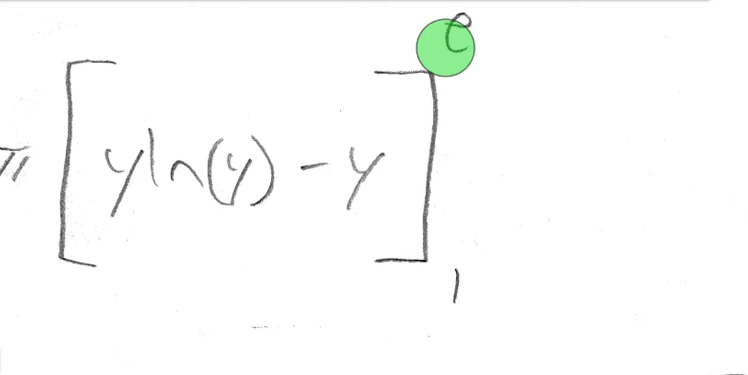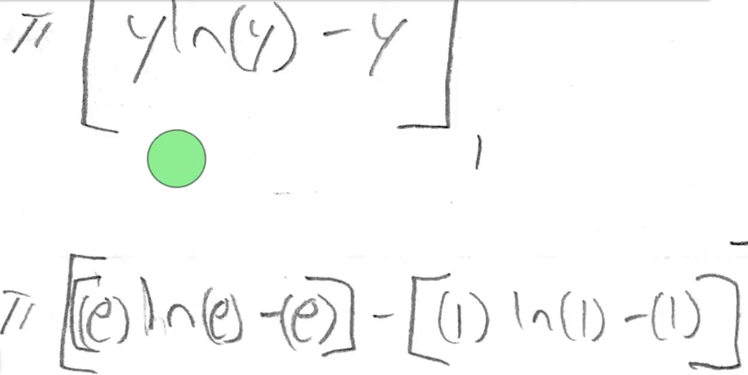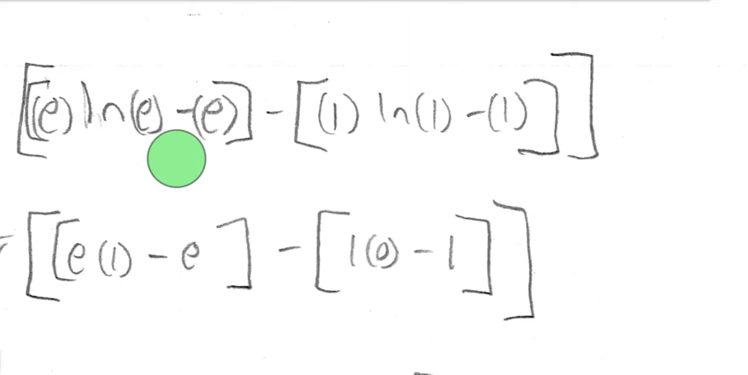So we're going to plug in our upper limit first. We're going to be plugging e in for y, and then we'll be plugging in our lower limit 1 for y. And that's going to look something like this. So it's going to be e natural log of e minus. When you plug in the lower limit, make sure to put that in brackets because you will have to distribute this minus. Natural log of e is equal to 1. So you get e times 1 minus e, and there is a pi that you want to keep outside of here.